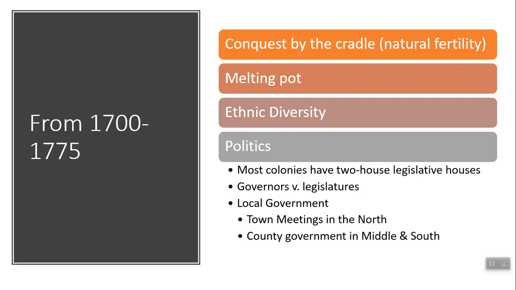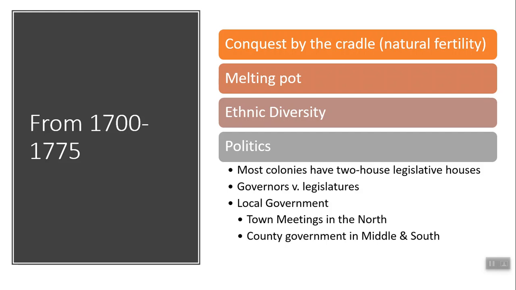When it came to politics, most colonies had two-house legislatures. The governors and the legislatures often clashed, in that the legislatures controlled the governor's salary. So even if the legislature and the governor didn't agree on something, the governor's hand was forced by the legislature.